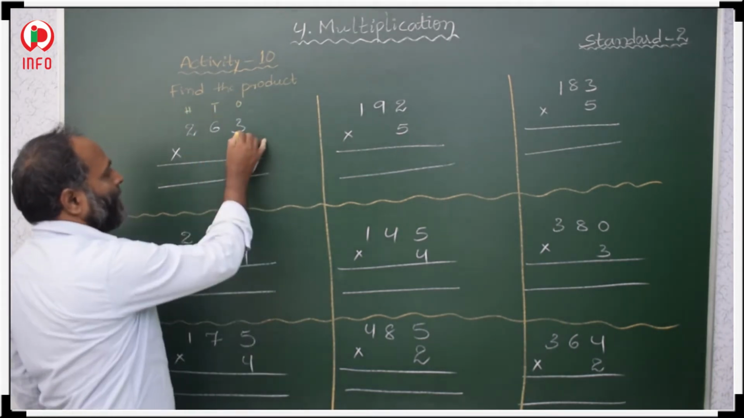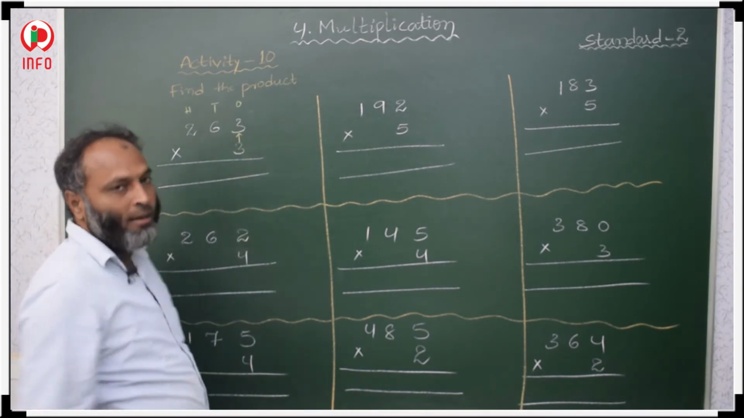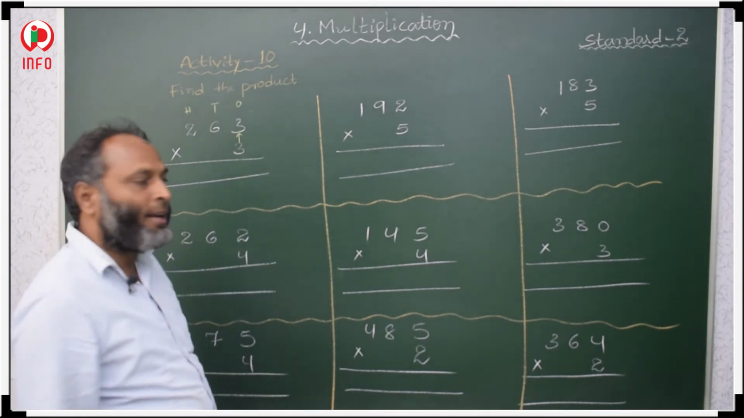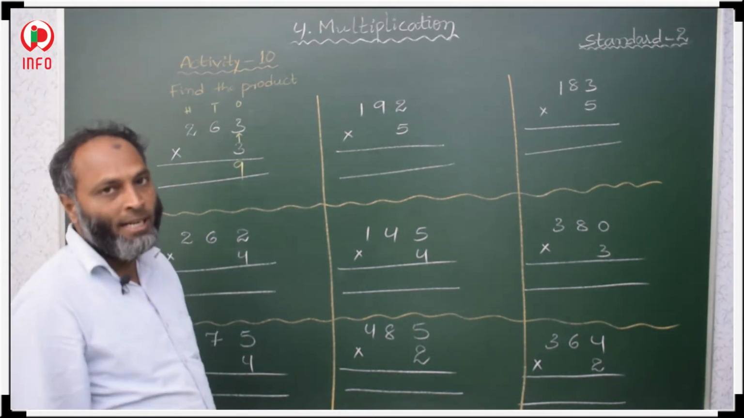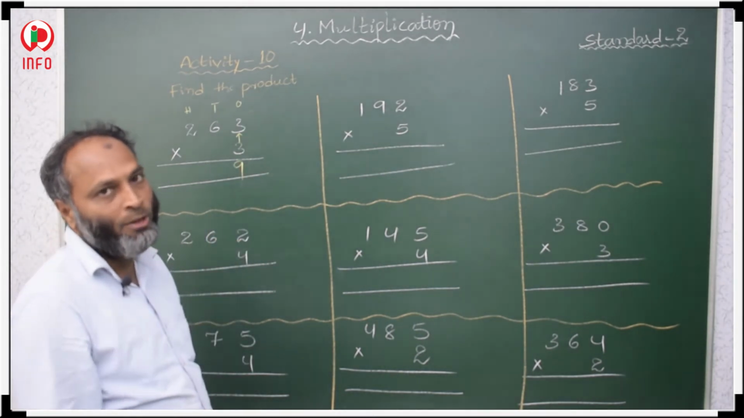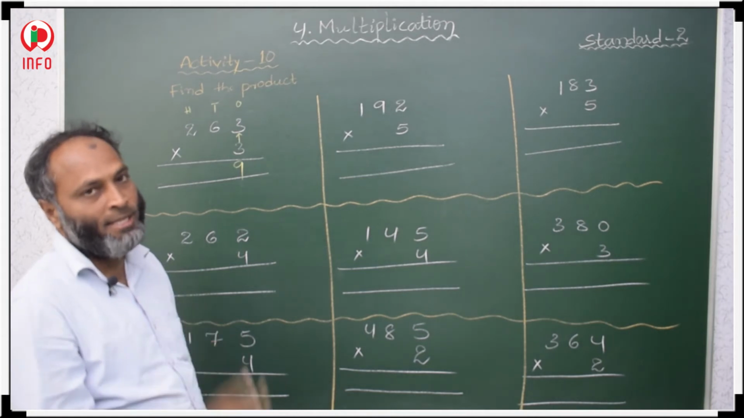Multiply 3 with 3, 3 threes are 9. 9 is a single digit number, 9 ones we have to take as it is. So when a single digit number is there, no need to regroup it, we just have to keep it as it is.